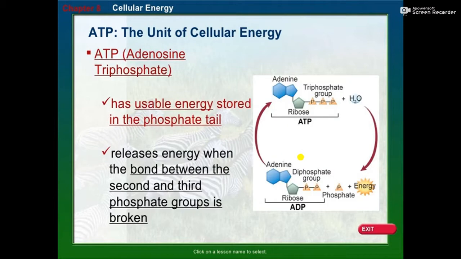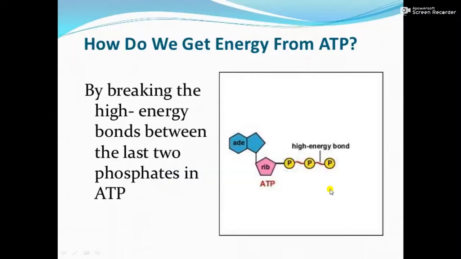What is ATP and how is it used to create energy? ATP is the unit of cellular energy. ATP, the full name is adenosine triphosphate. Here we can see the adenine nitrogen base with a ribose sugar and a triple phosphate group that constitutes ATP. It has usable energy stored in the phosphate tail. This phosphate tail stores usable energy and it releases energy when the bond between the second and third phosphate group is broken. So this bond, when broken, releases energy.